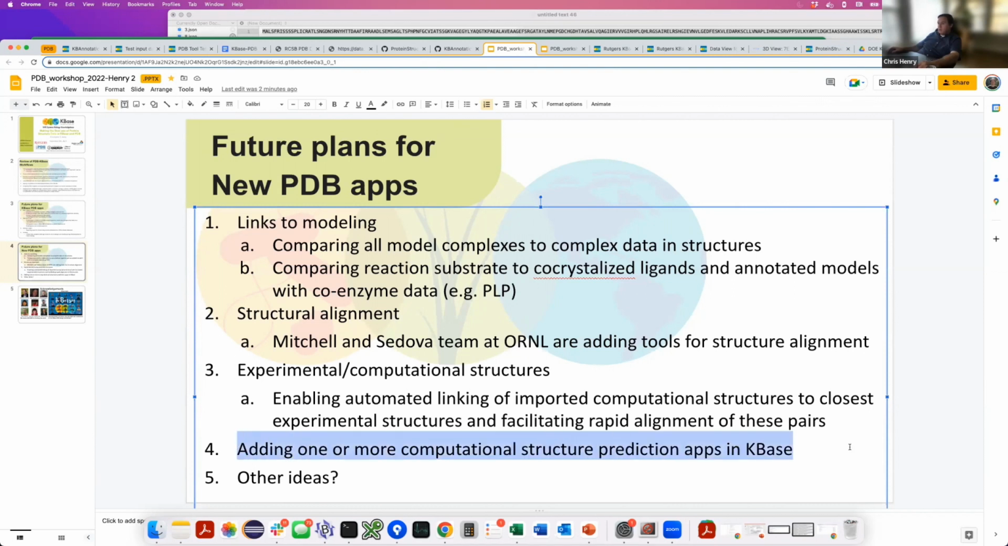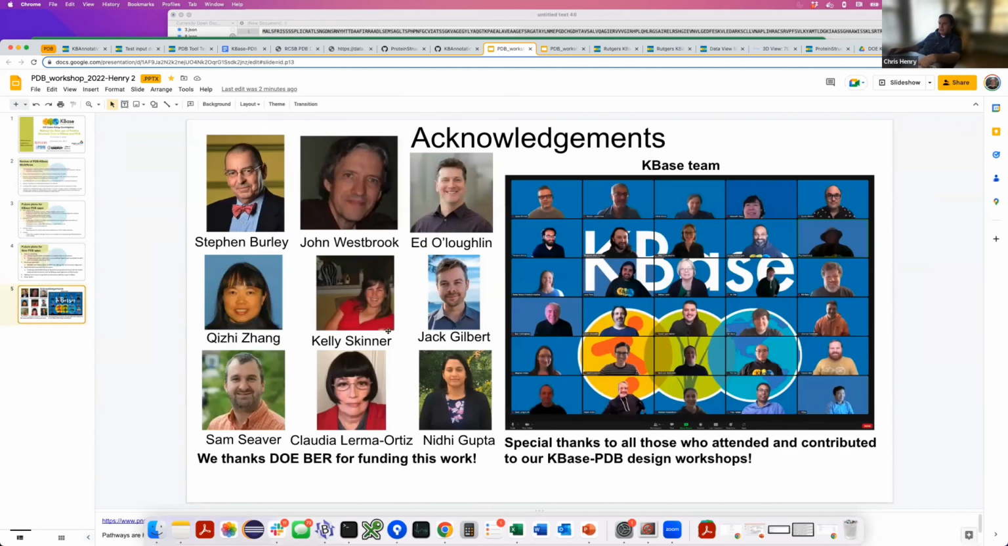And then adding one or more computational structure pipelines. We'd love to have any other ideas, and I'll acknowledge our many collaborators, the PDB and the KBase team, and of course all the people who contributed to our workshop at the beginning of this project two years ago. And I will stop there.